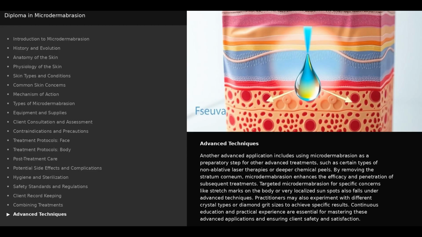Targeted microdermabrasion for specific concerns like stretch marks on the body or very localized sunspots also falls under advanced techniques. Practitioners may also experiment with different crystal types or diamond grit sizes to achieve specific results. Continuous education and practical experience are essential for mastering these advanced applications and ensuring client safety and satisfaction.